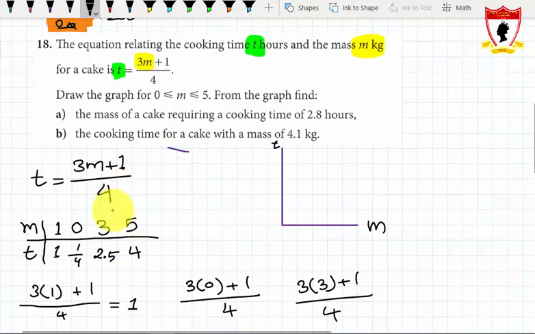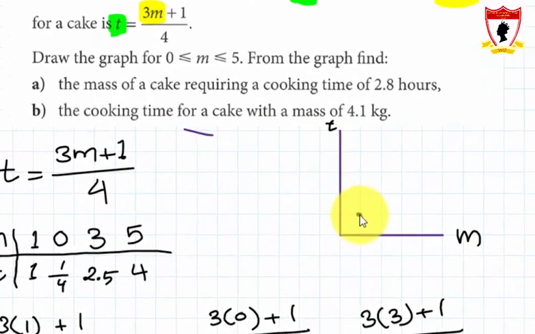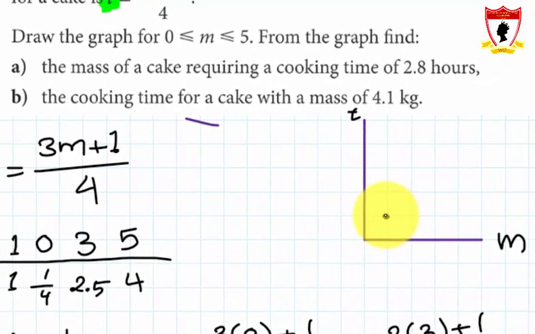Now let's plot these points. The first point is 1, 1. 1, 1 is right here. The second point is 0, 1 over 4. 0 is here, 1 over 4 is here. 3, 2.5. 3, 2.5 is here: 1, 2, 3, and 2.5, 1, 2, and 0.5 is halfway. And finally 5, 4. When m is equal to 5, t is equal to 4.